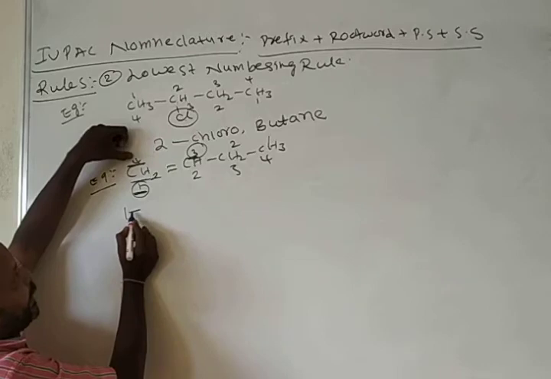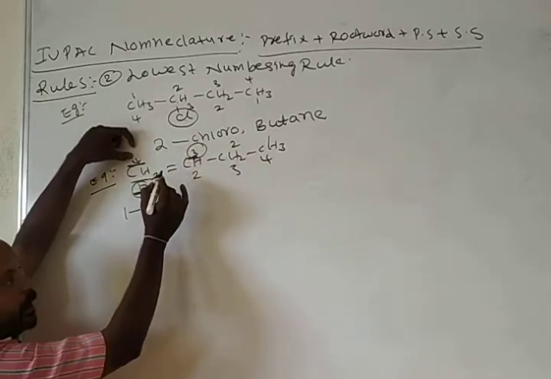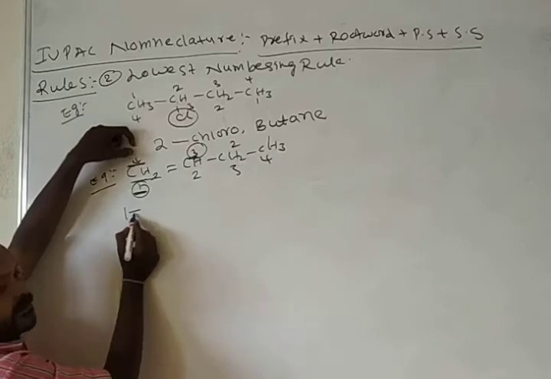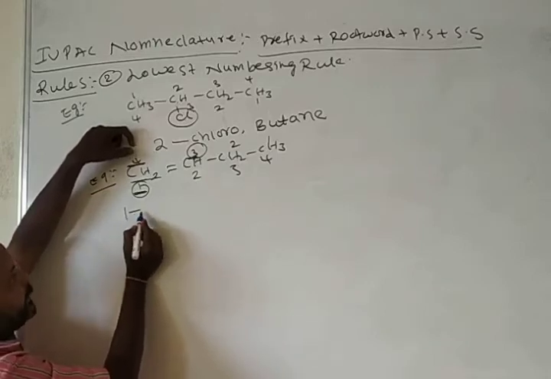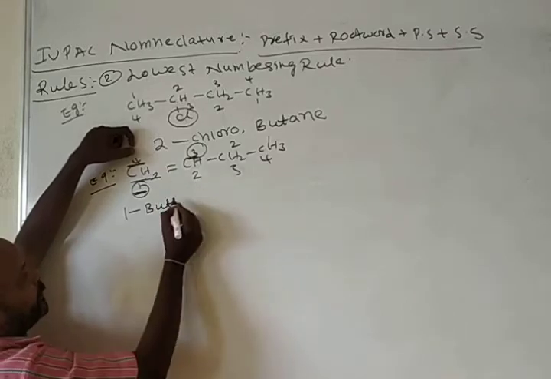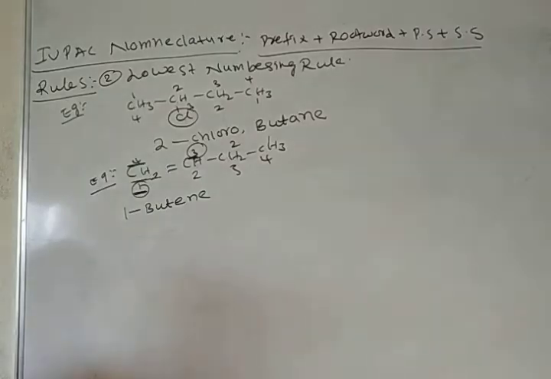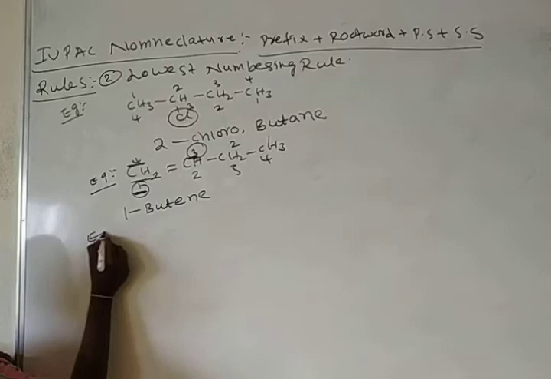By writing the name and the number of the position of the carbon atom, you separate them with a dash. 1 dash. How many carbons are present here? 4 carbons, so butane, and E: 1-butene.